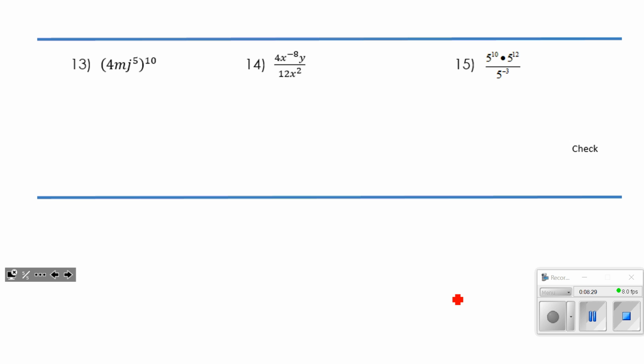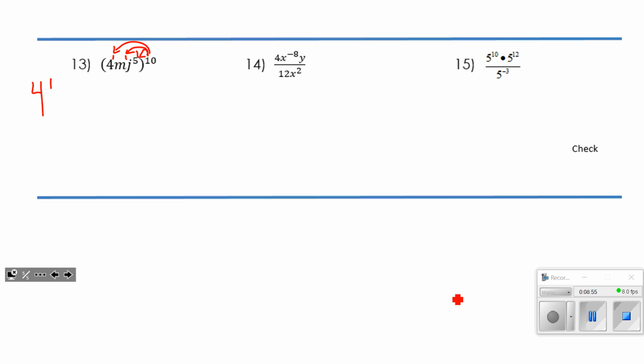We have 4mj to the 5th, all in parentheses, bringing it up to the 10th power. So we have a power raised to a power. So we have a superpower, which means we are multiplying. We're going to give everyone their attitude, because even though it's not there, everyone has one. We'll have 3 arrows, because we have 3 exponents. And superpower means we are multiplying them.